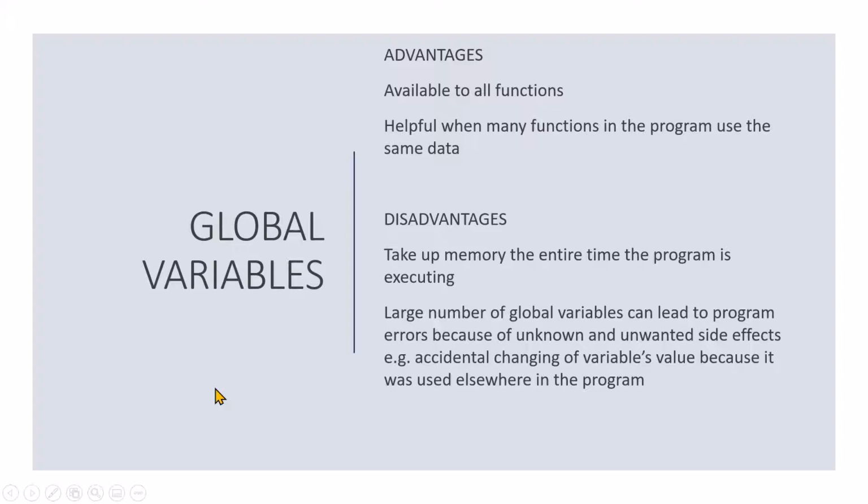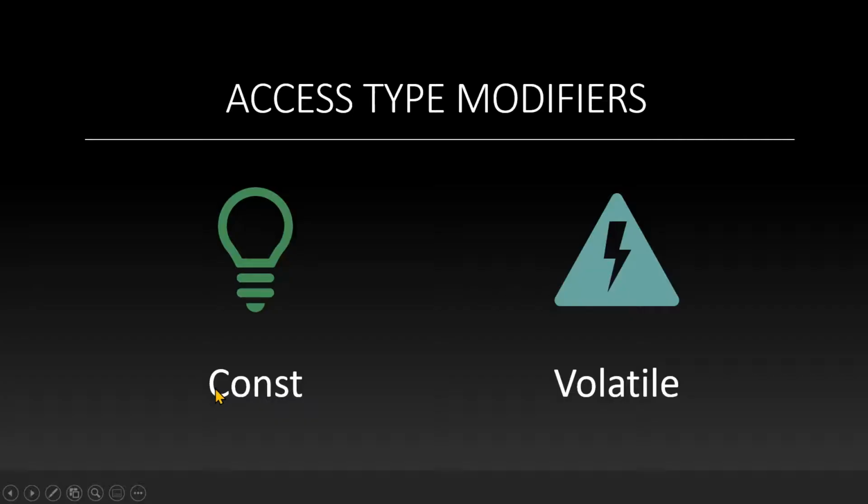Another reason not to have many global variables is so that our function has its own variables, does its own task, and therefore can be reused in another application or another program, because it's independent of other functions.